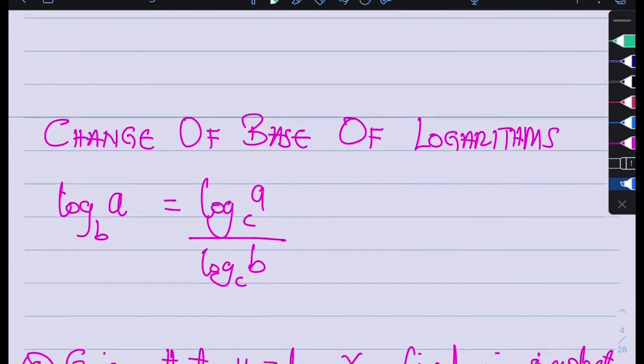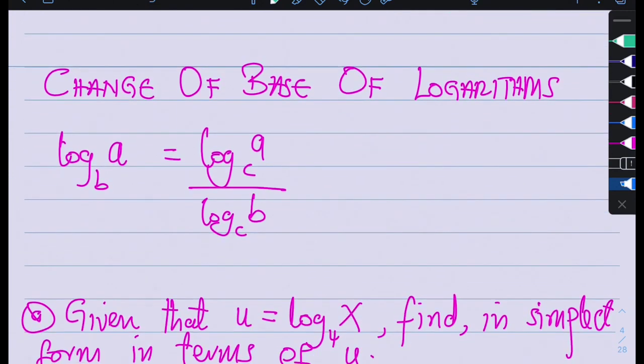All right, in our next video we'll be talking about the change of base of logarithm, okay, and how we use change of base to solve logarithmic equations.